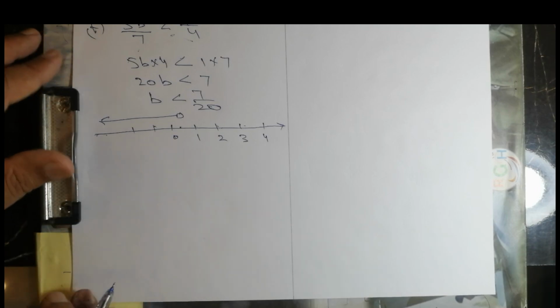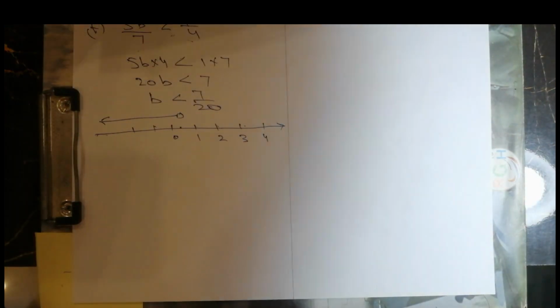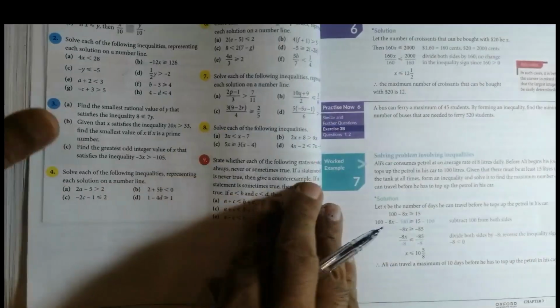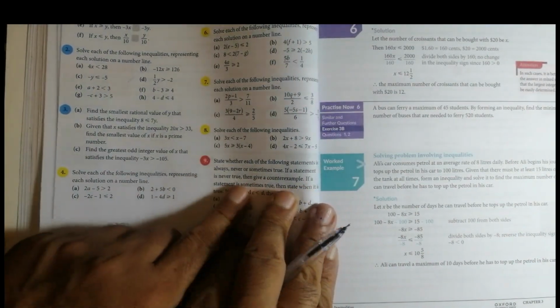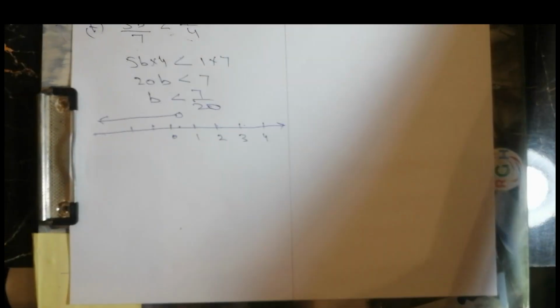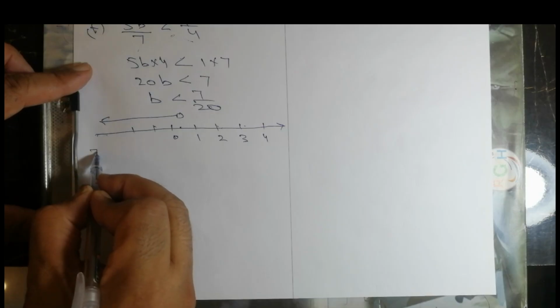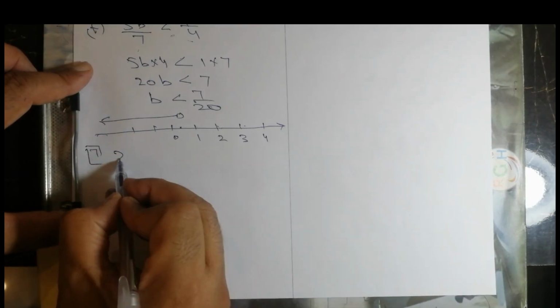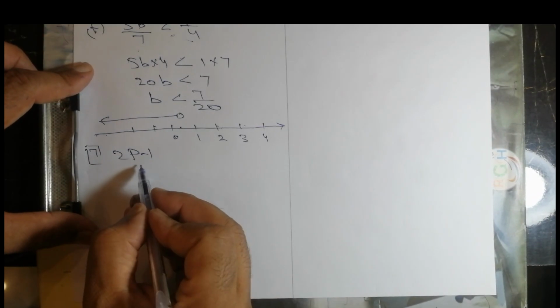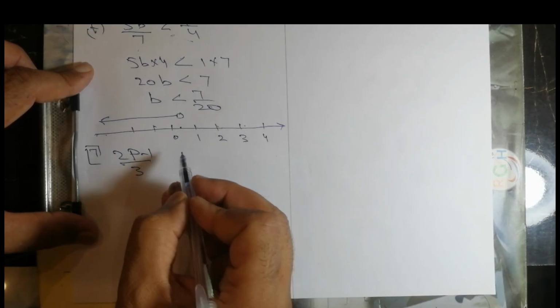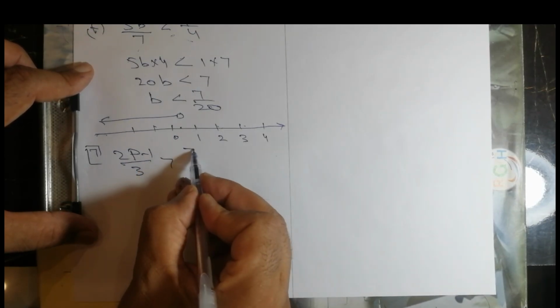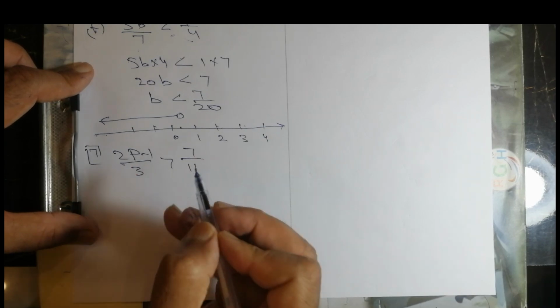Now question number 7 is: solve each of the following inequalities, represent each solution on the number line. So I start from part A. Part A, question number 7 is 2p minus 1 over 3 greater than 7 by 11.